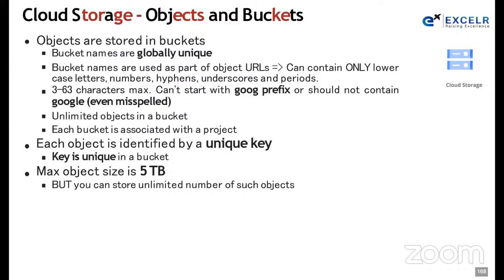A single object in your bucket can have a maximum size of 5 terabytes. That means if you want to store a single file, you cannot go beyond 5 terabytes. But that does not mean you cannot store more than 5 terabytes of data. Yes, you can store multiple 5 terabyte files, and you can have an almost infinite size of your bucket.